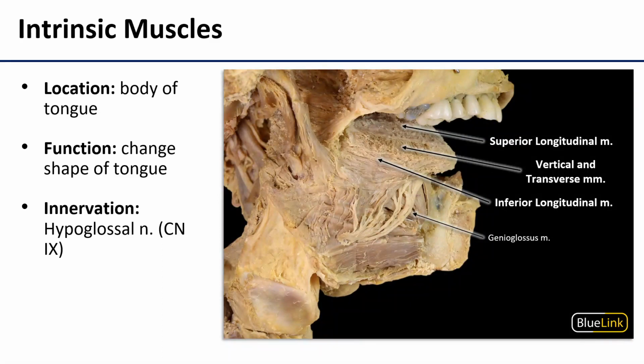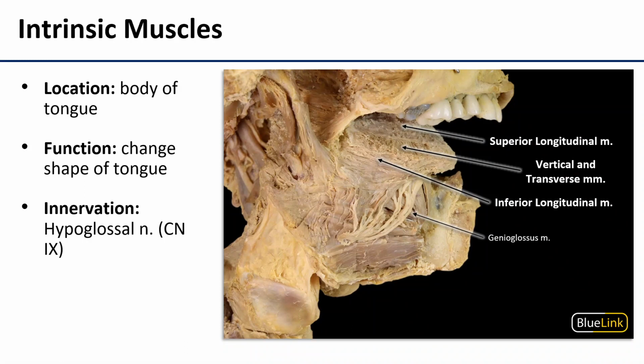The muscles that make up the tongue can be divided up into intrinsic and extrinsic. The intrinsic muscles of the tongue are located in and actually make up a lot of the bulk of the body of the tongue. They're going to function to change the shape of the tongue without moving it around in or out of the oral cavity.